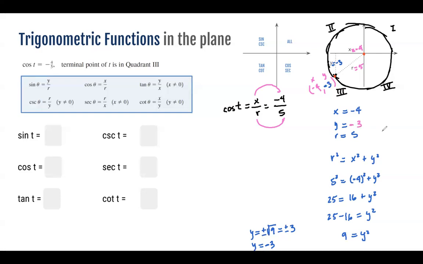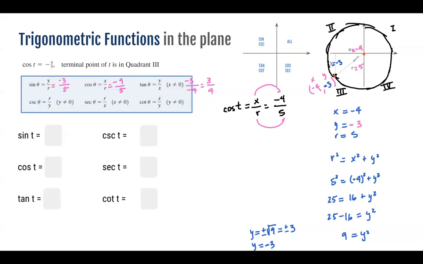And from that moment on, it's just about completing the ratios. So we have that sine is equal to y over r. In this case, y is minus 3 and r is 5. Then we have cosine, which was already given to us as minus 4 over 5. And tangent is y over x, keeping in mind that x cannot be equal to 0 because it would be undefined. So in this particular case, we're going to have minus 3 over minus 4. And that ends up as 3/4.